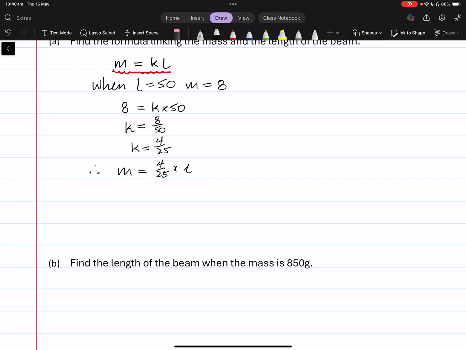Now I could leave it as 4.5 times L, but it would also be possible to write it as M equals 4L on 25. Okay, so there's our formula.